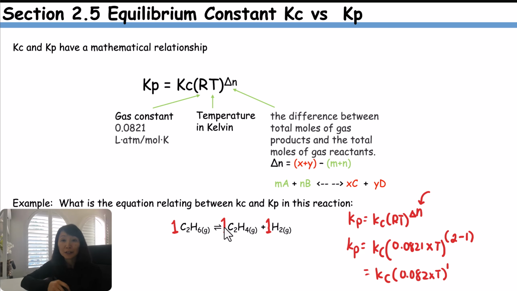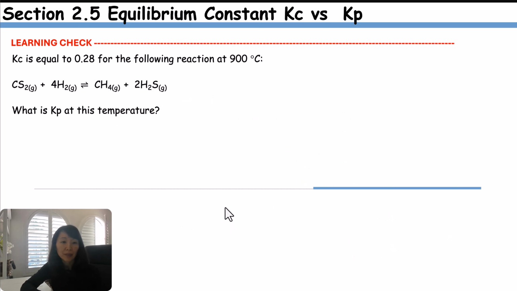So let's do a learning check. Kc is equal to 0.28 for the following reaction at 900 degrees Celsius. It's got this equation right here, and it's asking what is Kp at this temperature. The temperature is in Celsius, so I definitely want to change that into Kelvin. But before any of that happens, I'm going to show the equation that I'm going to use. Kp is equal to Kc (RT) to the delta N.